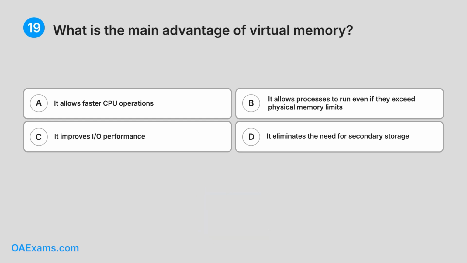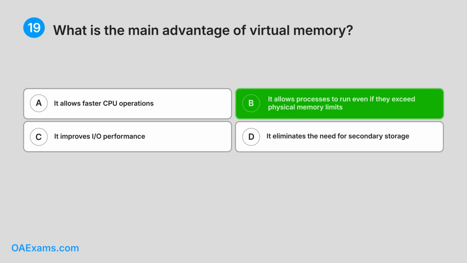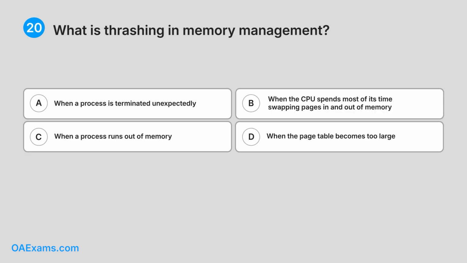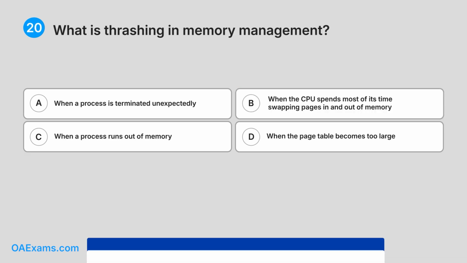Correct answer: B. It allows processes to run even if they exceed physical memory limits. Explanation: Virtual memory enables processes to use more memory than is physically available by paging memory in and out of secondary storage as needed. 20. What is thrashing in memory management?